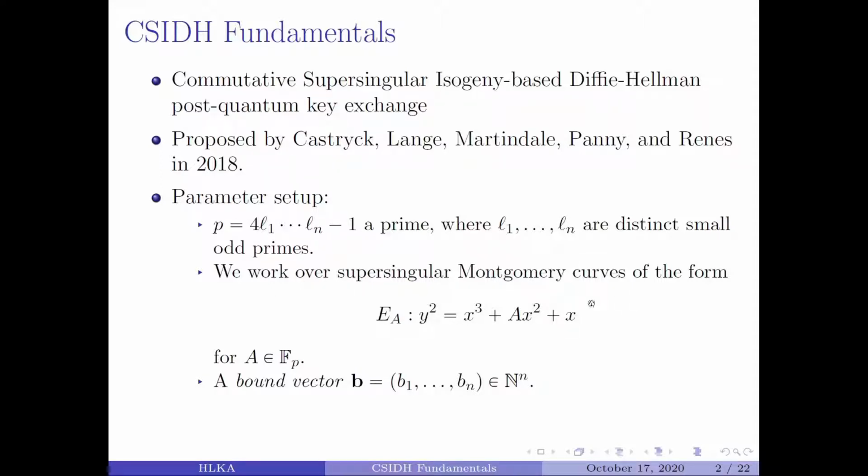So we'll be working with supersingular Montgomery curves. For any a in Fp, we'll define the curve Ea, where a is the coefficient of x squared, and all the other coefficients are 1. We also define something called a bound vector, b, and this is just a tuple of n natural numbers that will define our key space.